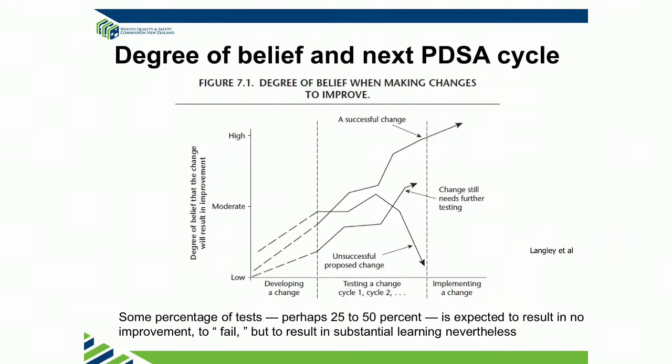Some of them, where your degree of belief is not high, you need more testing. So this is your degree of belief. If you've got average degree of belief, you need to do more testing. If your degree of belief is high, you move into implementation. And this is, again, supported by evidence, or data and evidence.